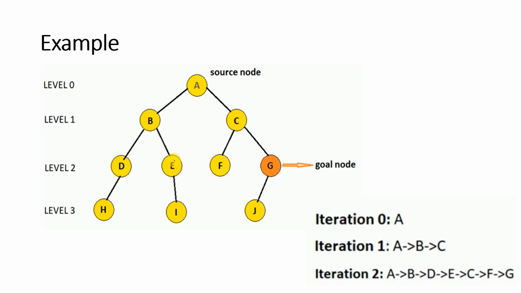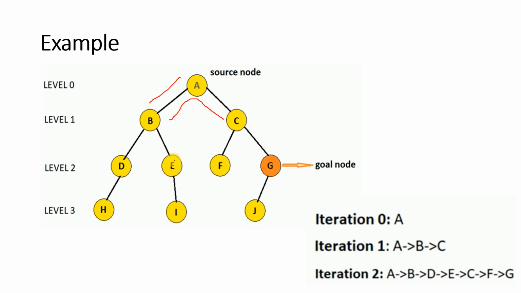Then we will see one more example. Here the root node is A and the goal state is G, and we are moving from left to right. At level 0 we have A, and at level 1 we have A to B. It's not the goal state, so go back and A to C.